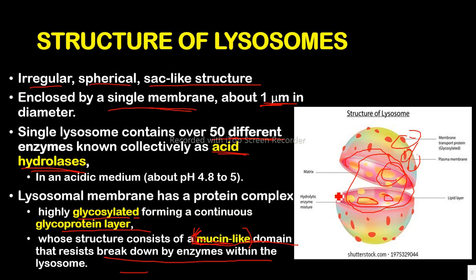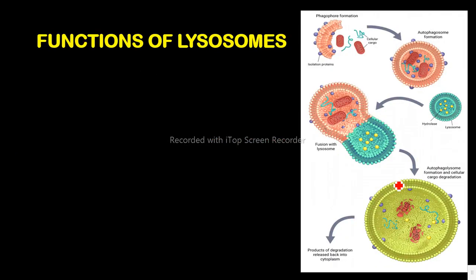Now if by mistake they break this sac and are released into the cytoplasm, it becomes too much. However, because of that mucus layer that surrounds the membrane, it protects the membrane from being digested by these enzymes, so that they are maintained within the sac. Is that okay? Yes, I hope that's good.